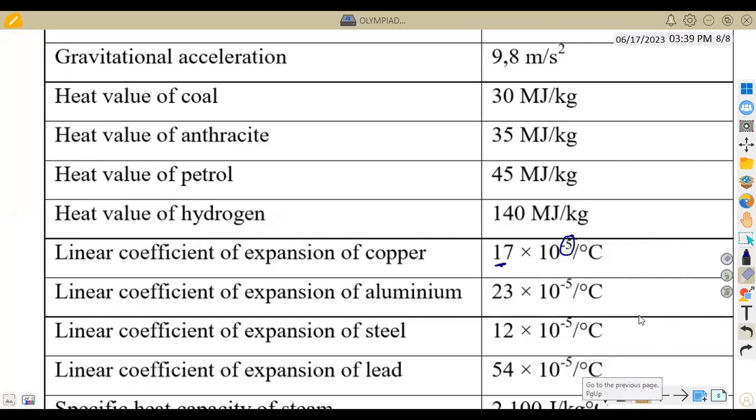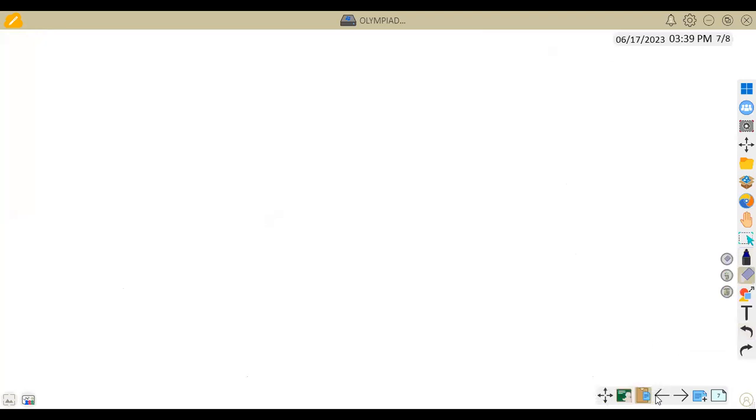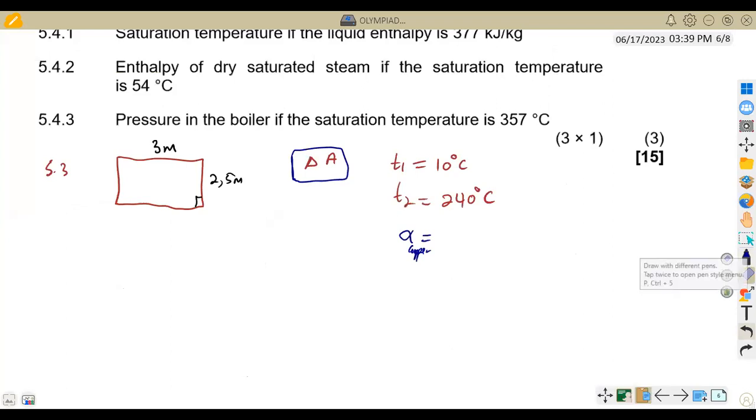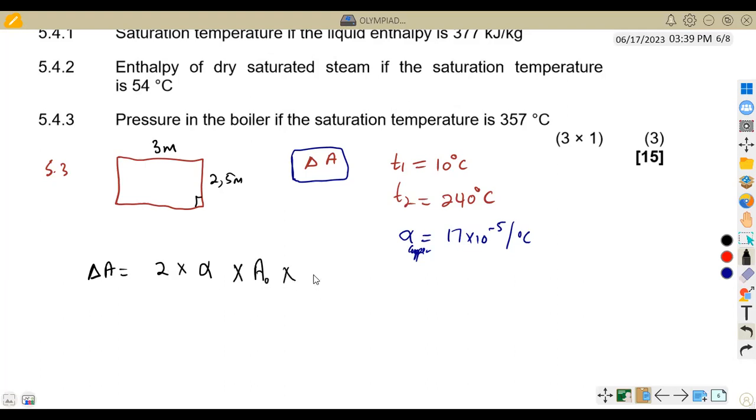All right, so let us see what you're going to have at the end. So we have got 17 times 10 to the exponent of -5, per degree Celsius. So meaning to say, from our formula, we are talking about the change in area in this case. So for us to have the area expansion, it is 2 times the linear coefficient. So it's 2 times alpha, times the original area, times the change in the temperature.